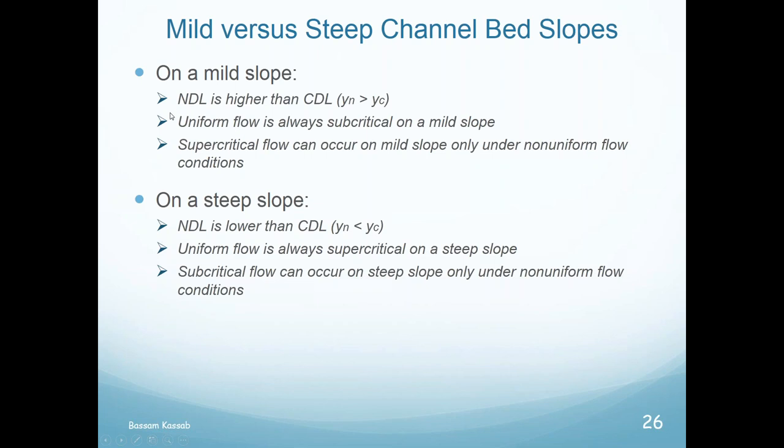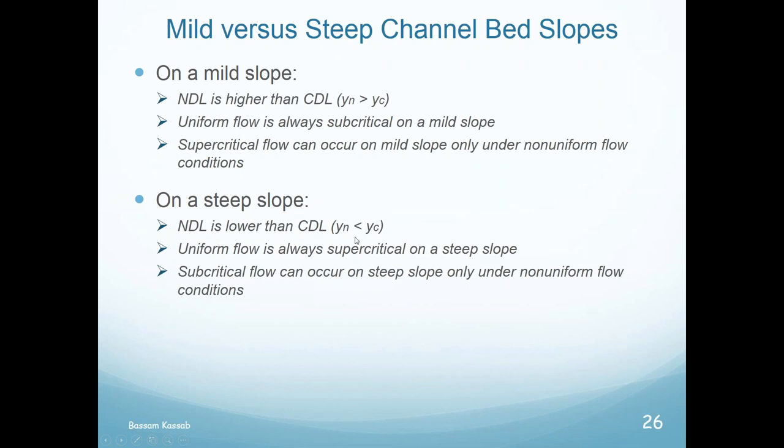And typically on a mild slope, the normal depth line, or NDL, is higher than the CDL because YN is higher than YC. That's what defines the mild slope. And when you have uniform flow on a mild slope, it's always subcritical. That means the Froude number is less than one. But you can see supercritical flow on a mild slope only under non-uniform flow conditions, like you are going to see in the examples there. But typically, when you let the channel flow as uniform, it's subcritical on a mild slope.